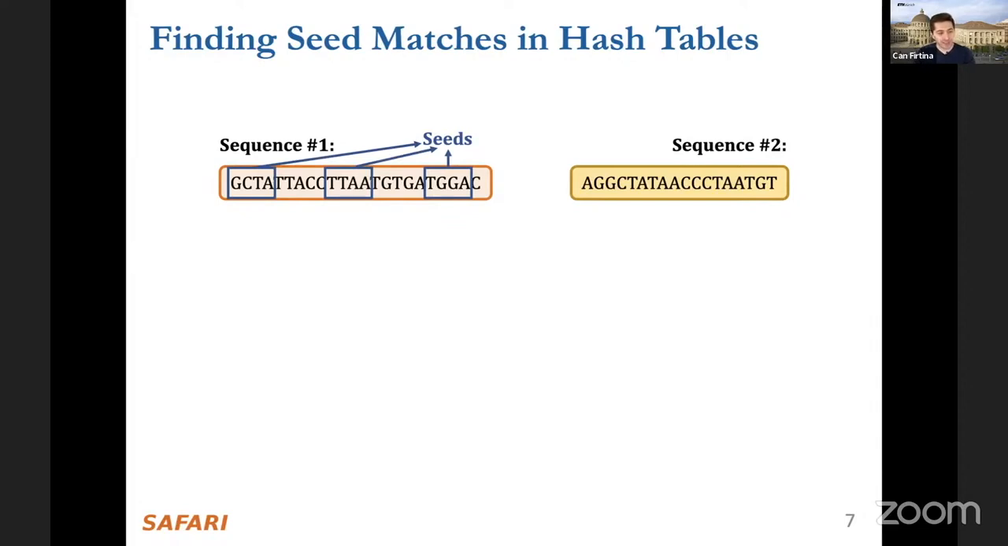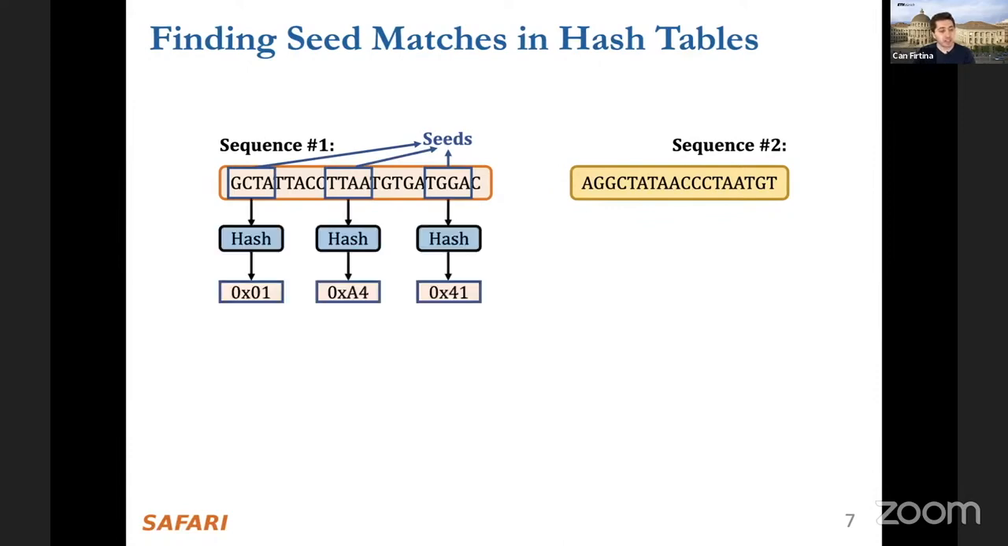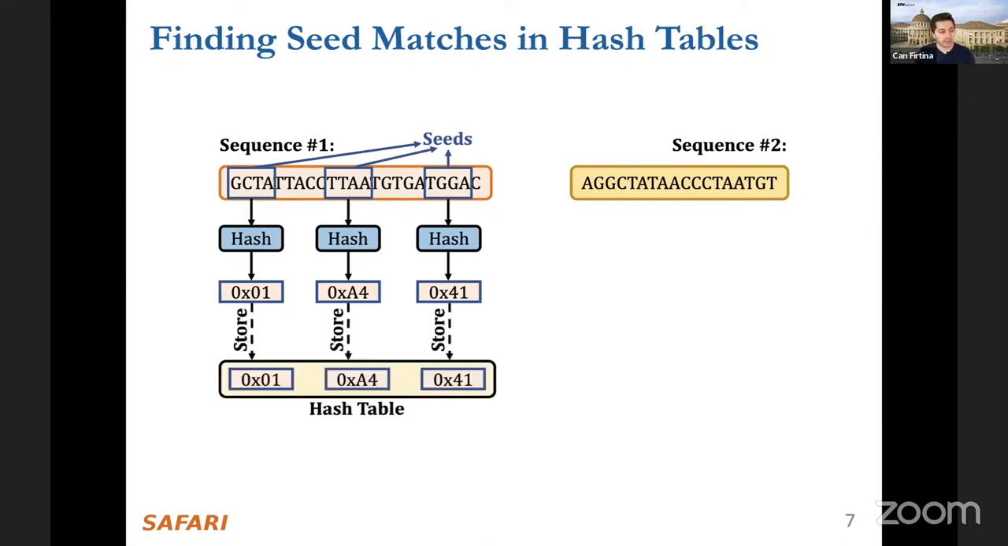After extracting these seeds, we use hash functions to generate their hash values. So rather than using the seeds itself, we actually convert them to their hash values. And we store these hash values in a hash table as keys, and the values that these keys would return would be the positions where these hash values, or these particular sequences, appear in the reference genome.